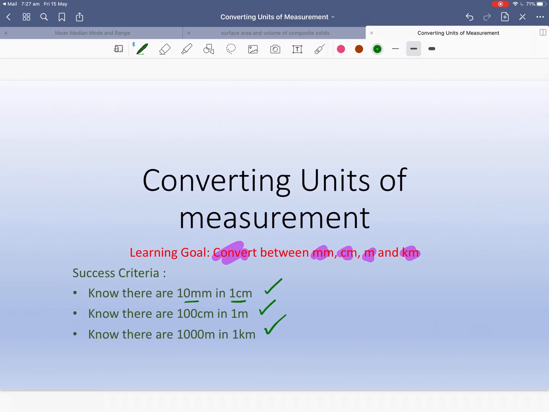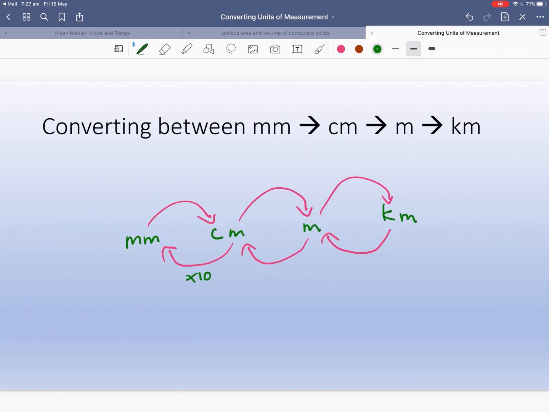The success criteria also says that there are 100 centimetres in 1 metre, so I have to multiply by 100. And there are 1,000 metres in a kilometre. Remember that kilo means 1,000, so we're going to multiply by 1,000. On the top, we have to do the opposite because we're going in the opposite direction. The opposite of times is divide. So the opposite of times 100 is divide by 100, and the opposite of times 10 is divide by 10.